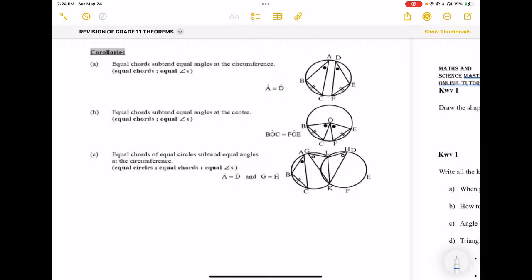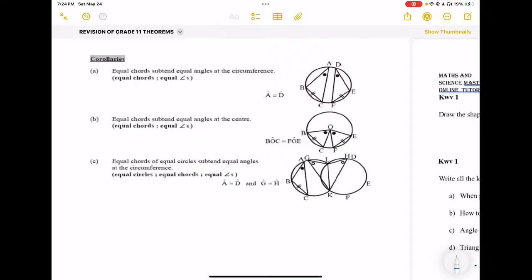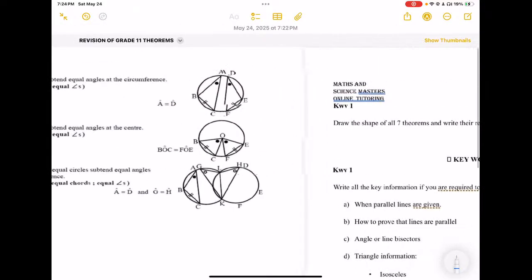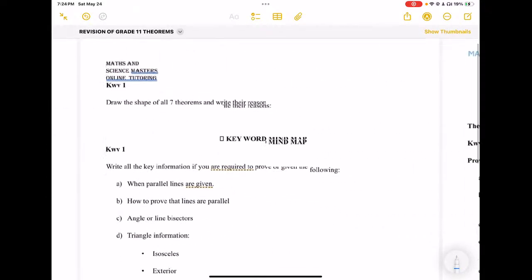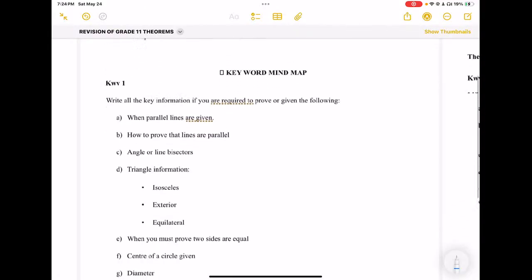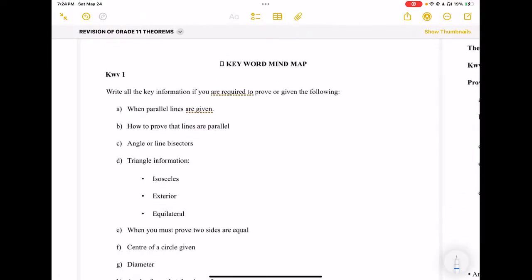So if we've got two circles that are equal, it means that the equal chords will be subtending equal angles in both circles, right? So that one is also very, very important for us to understand, right? So let's go to this one, keywords and maps, right? This one is very, very important, right? You have to understand all these things.